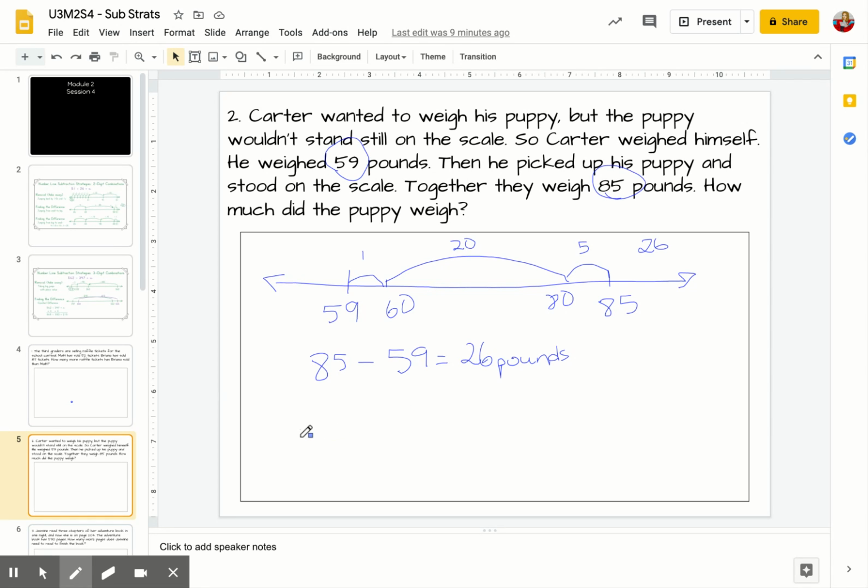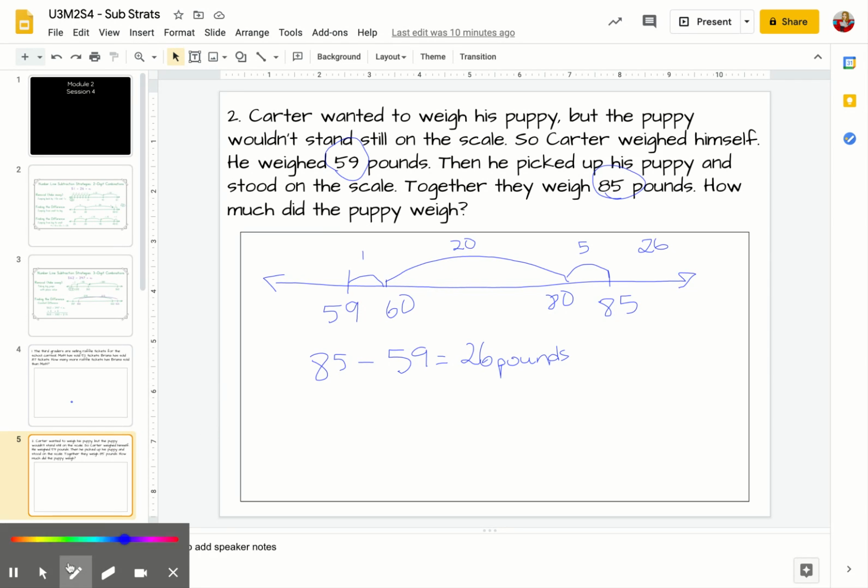I did that really fast. I'm sorry, guys. So here is Carter's weight. This is the weight of them together on the scale. And then I'm just thinking, okay, I'm going to hop up. I like counting forward. 1 to 60. 60 plus 10 is 70, plus 10 more is 80, plus 5 is 85.